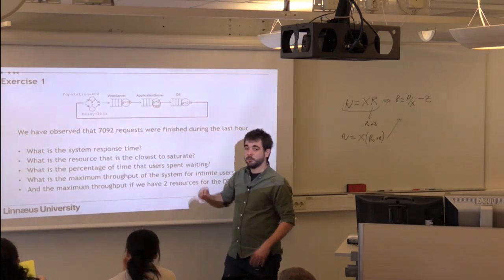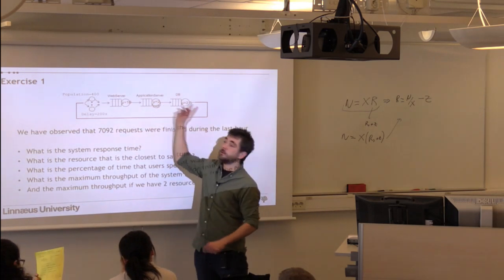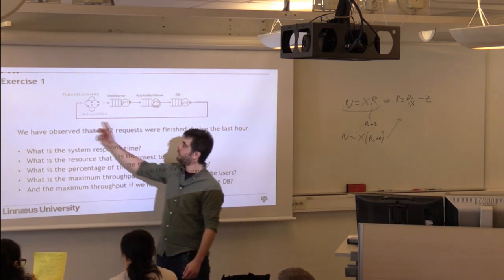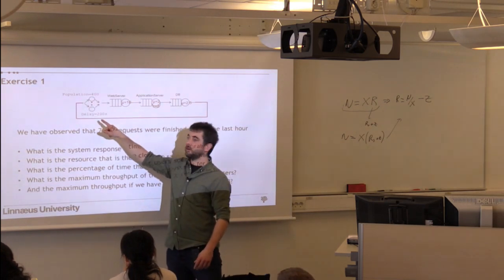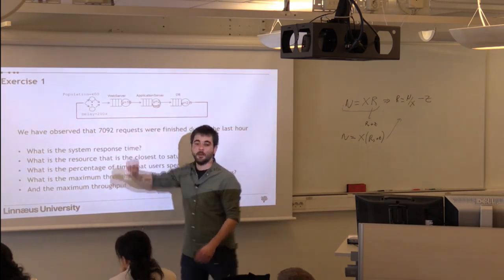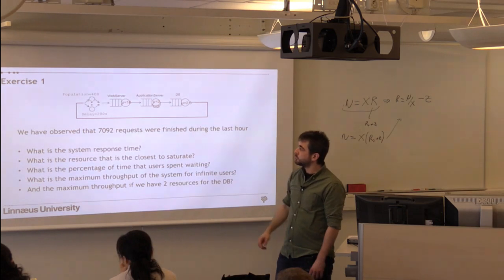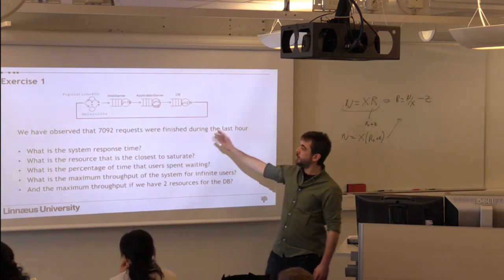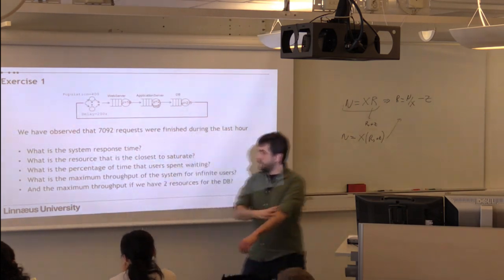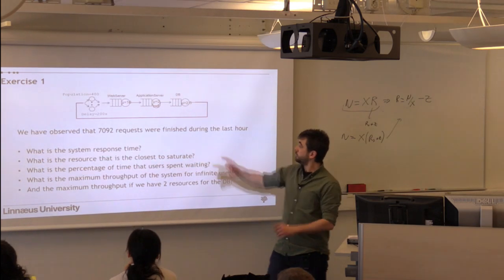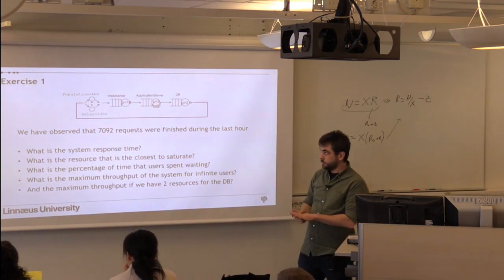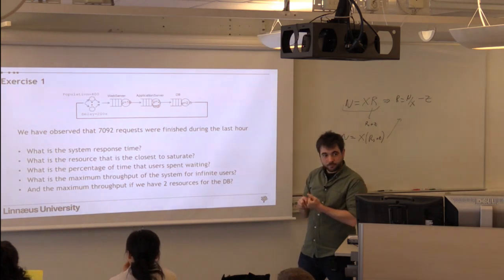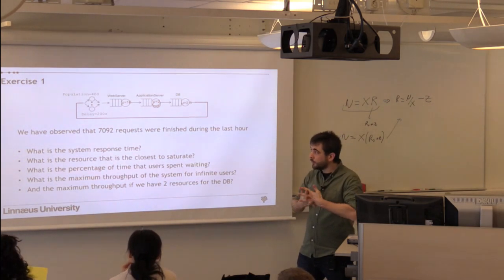So they work, they create a document, they send it to the system, and when the system answers, they continue working on another document in an average of 200 seconds, and they will interact with the system. We have observed this system, and we have seen that there are 7,092 requests during an hour that were completed. Can you compute the system response time?